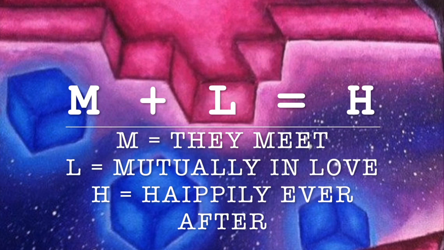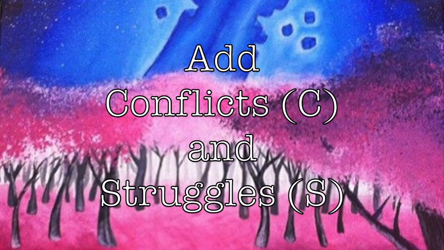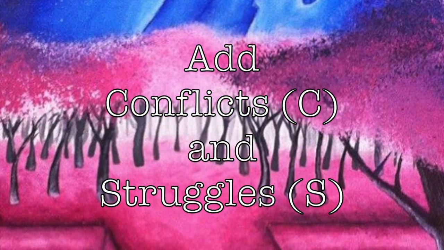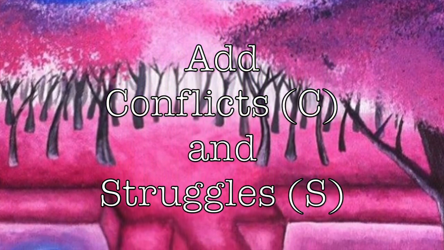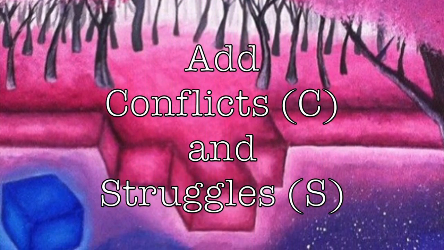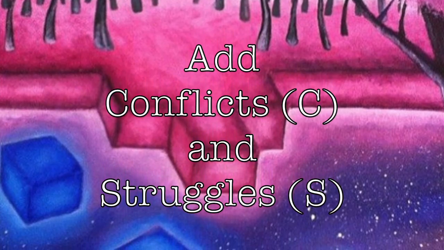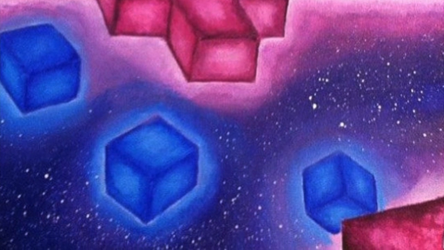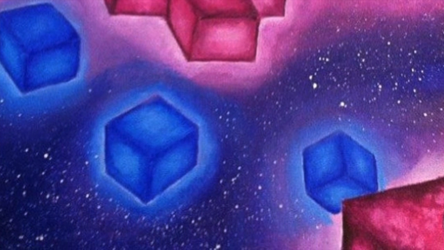To make an interesting romance plotline out of that, you add conflicts or struggles, represented by a C or an S respectively, in between those points to complicate the plotline. But the thing you can do to make it even more interesting is omit one of the three main points that we mentioned earlier.